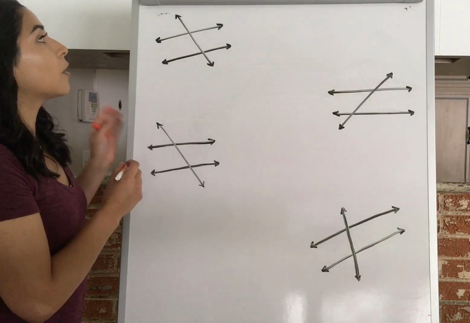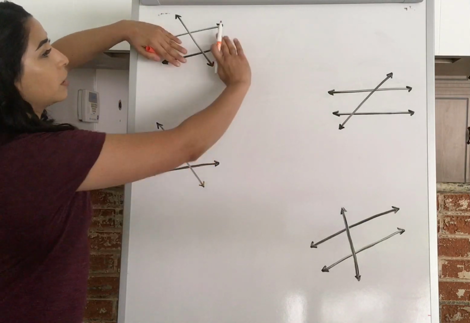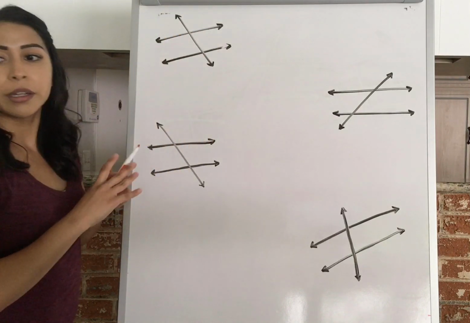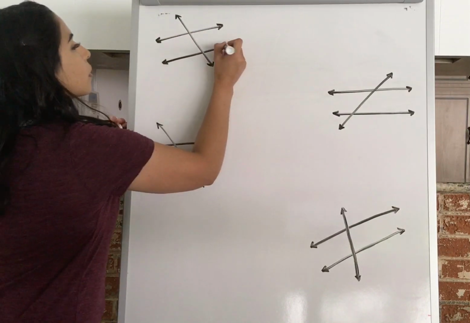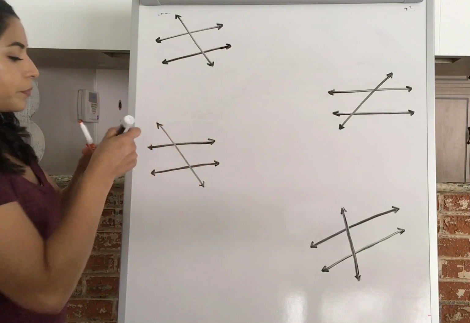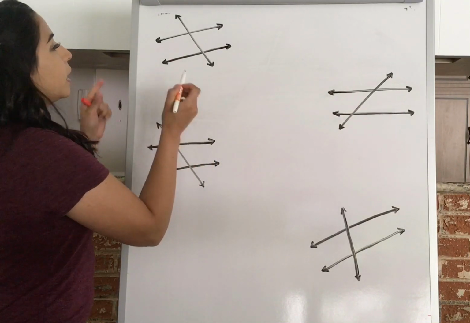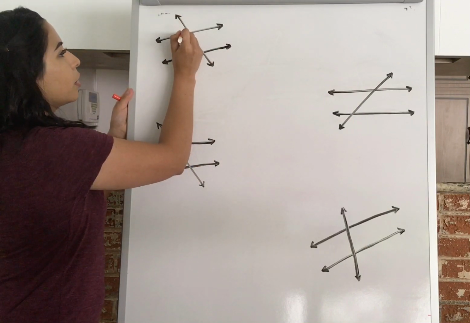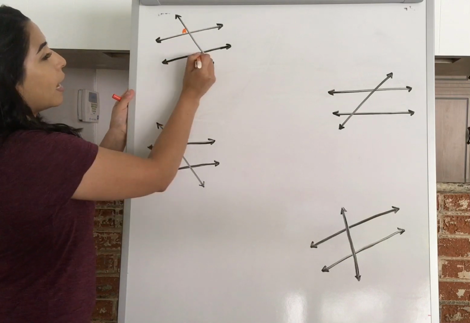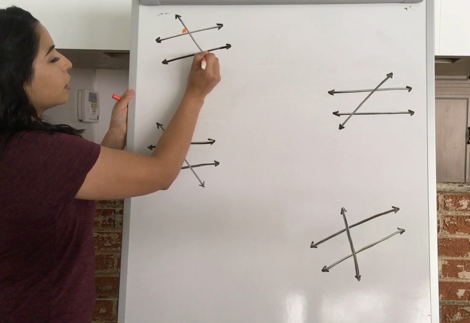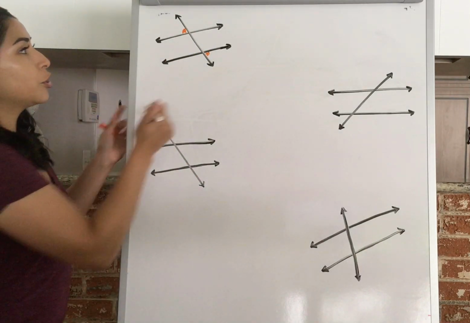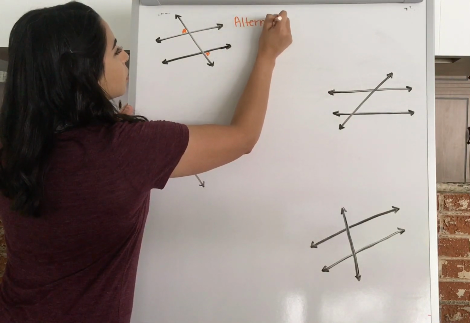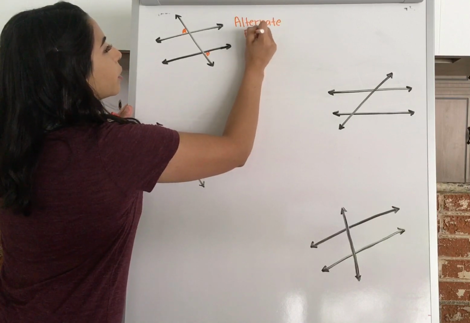Alternate exterior angles. Alternate means different sides of the transversal. So one's going to be on this side, the other one's going to be on the other side. Okay, so alternate exterior. Exterior, remember, means outside of the parallel lines. So this and this. If you see two angles like that, you should know those are alternate exterior.